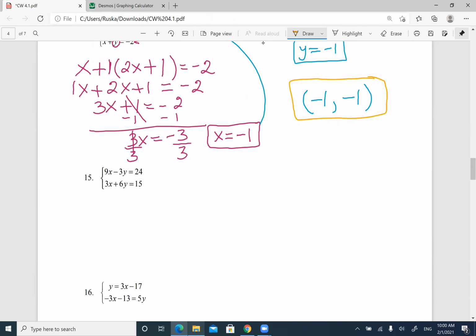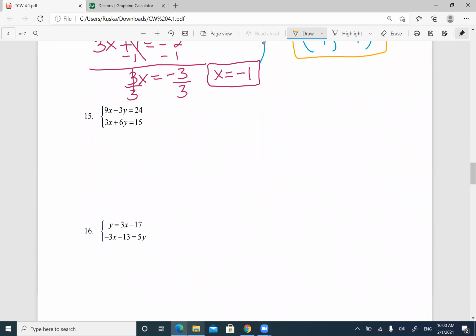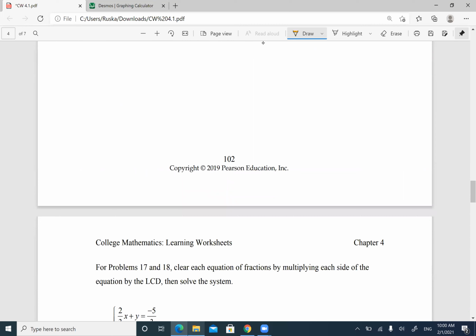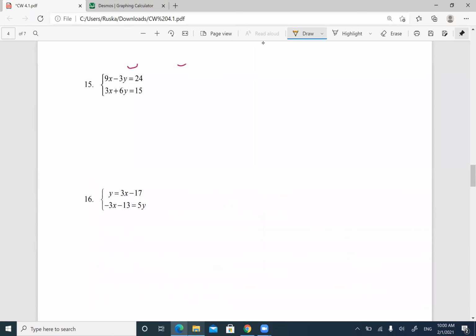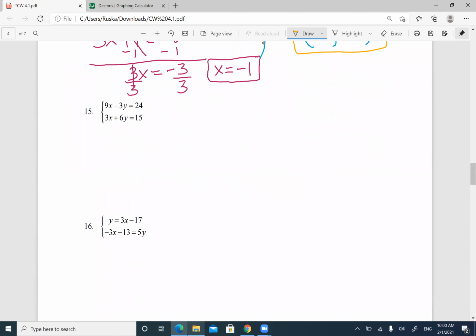Okay, so now we're gonna do one more or two more, and then you're gonna take a break. So you guys want to do one more addition, one more substitution. That's what you have here. So let's do that. I'm going to do number 15 with the addition method again.